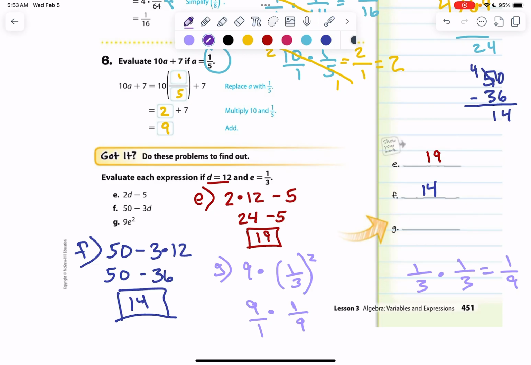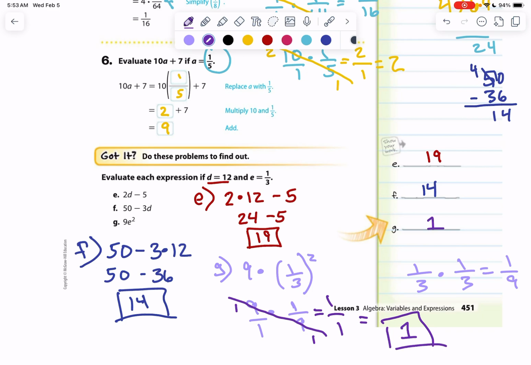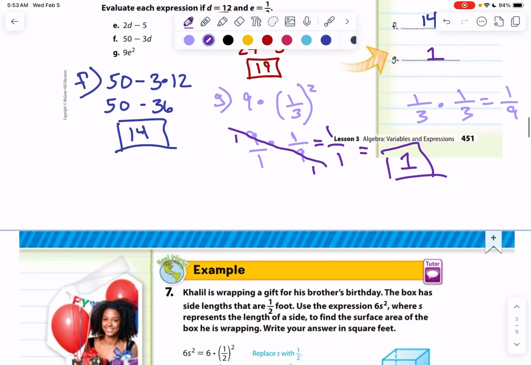Ooh, this is a fun one. We can cross cancel because 9 and 9 are both divisible by 9. 9 divided by 9 is 1. When we multiply straight across, 1 times 1 is 1. 1 times 1 is 1. 1 divided by 1 is 1. There's my answer. Okay, 1. Oh, all of that just became a whole number 1. Go figure.